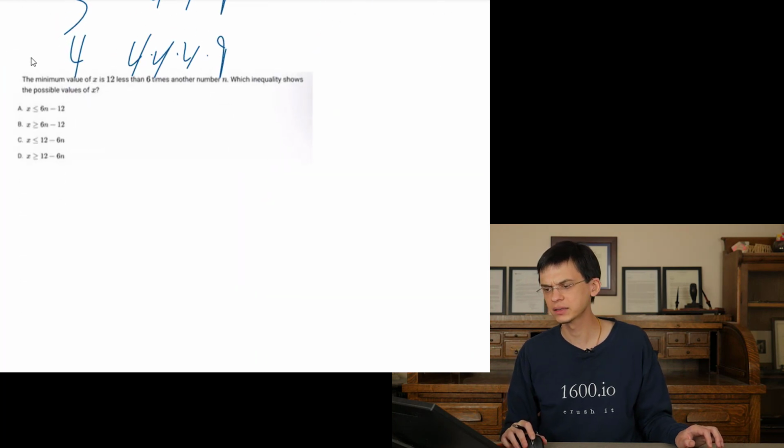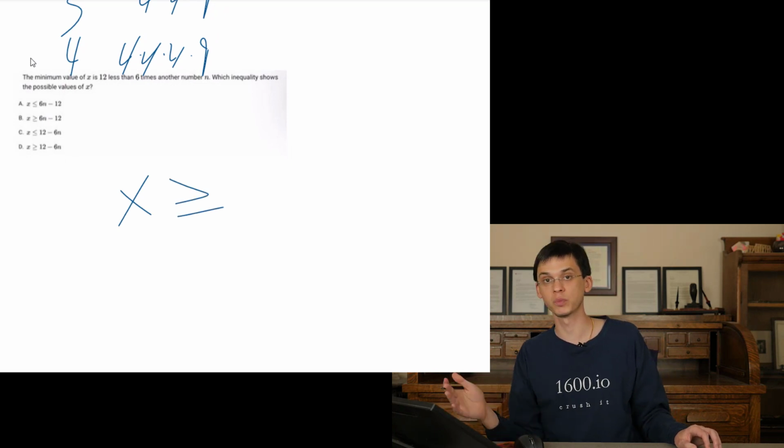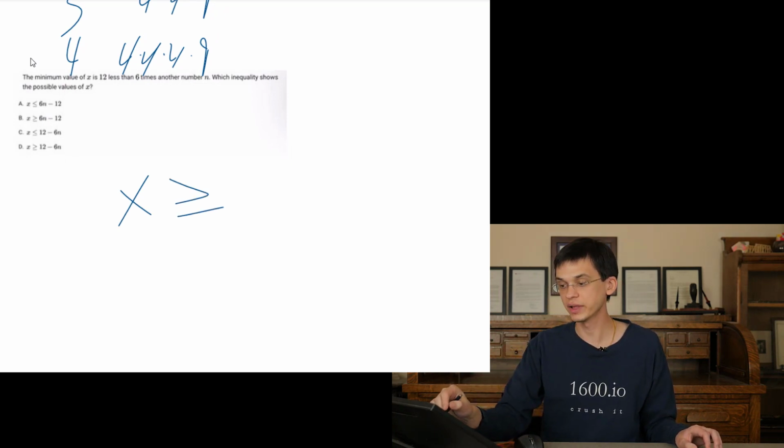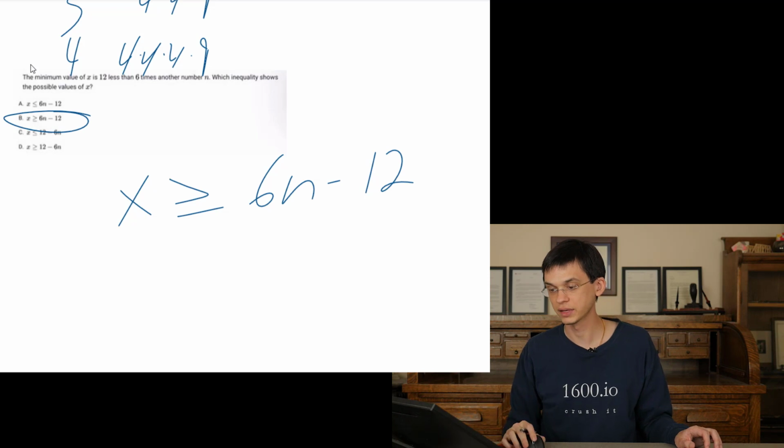The minimum value of x is 12 less than, okay, so the minimum value, so x has to be greater than or equal to, right? What's the lower bound of x? It's going to be 12 less than 6 times another number n. So 6n minus 12 has to be less than x. So that's going to be B.